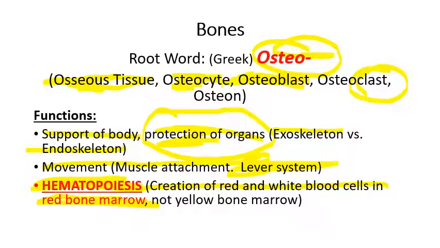The reason they're red on the inside is because that's where red blood cells are being created. So we call that type of bone marrow red bone marrow. And so the red bone marrow, specifically the ribs, the skull, the pelvis, and the spinal cord, these are the areas where blood cells are being created. And we call that process hematopoiesis.